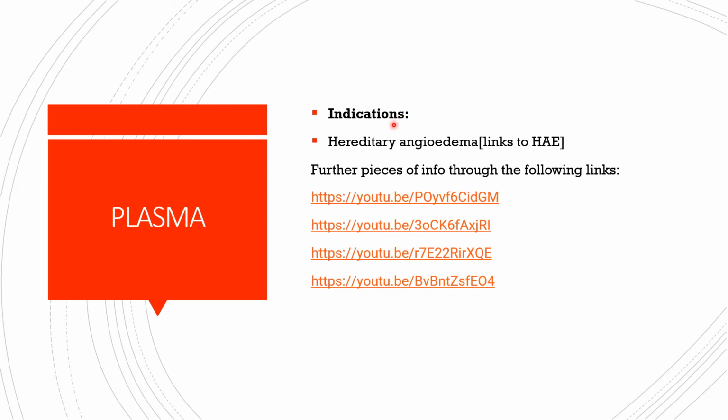Still on indications, in the face of hereditary angioedema, you can make use of plasma. You can see that I have about 4 different links here. I have a full presentation on hereditary angioedema already published. In one, I combine both hereditary angioedema and acquired angioedema. Then hereditary angioedema types 1, 2, and 3 are already published. So you can click on this link.